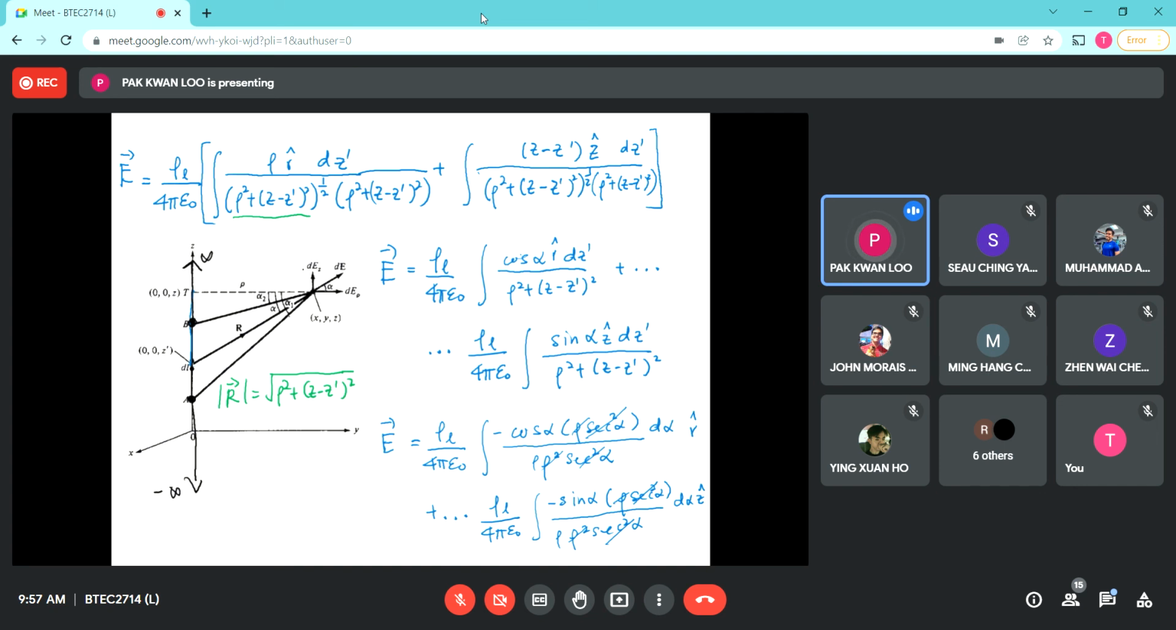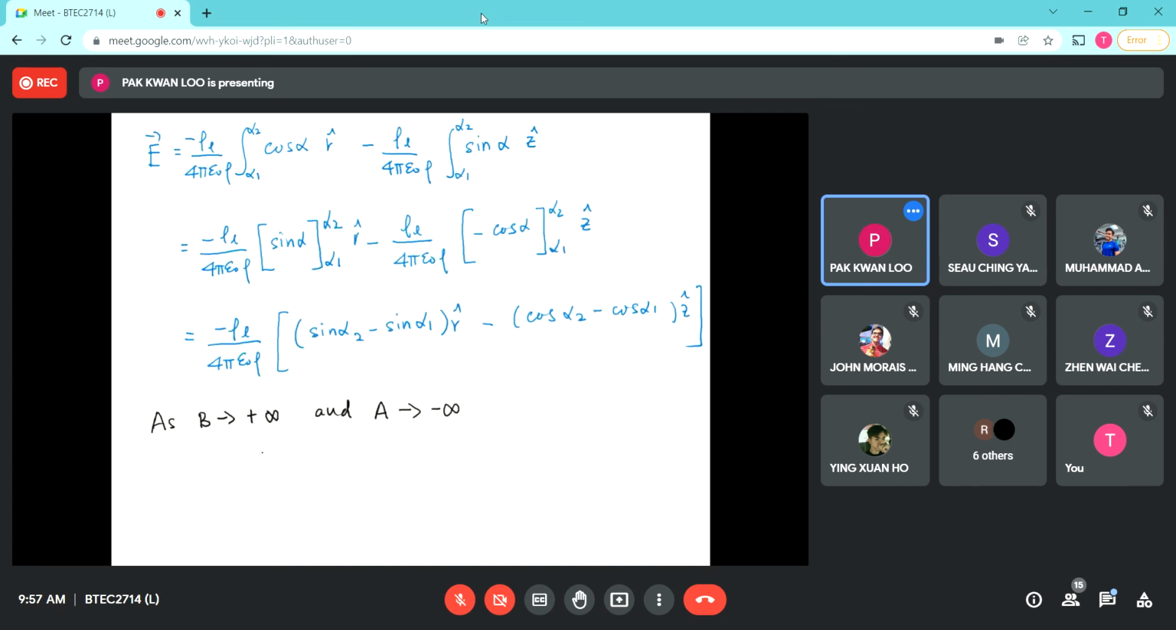If you are standing at this point and you look at infinity with respect to where you are standing, that means this is 90 degrees, and the same goes for this one. It's going to be 90 degrees as well. So alpha 2 tends to positive 90 degrees, and alpha 1 tends to negative 90 degrees, right?